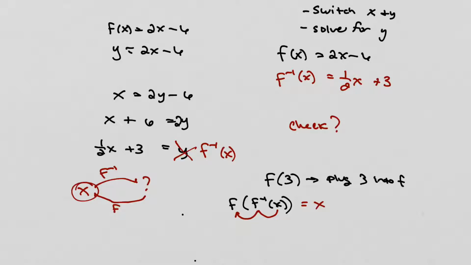And the same argument goes with the other side. If I take f inverse and I plug f of x into that, again, they should undo each other, and I'm left with x. So these are the two checks that we need to do in order to make sure our function actually has an inverse and that we found it correctly. If we get anything else on either one of these checks, then we know that we did it wrong. All right? So let's check these two and see what we get.